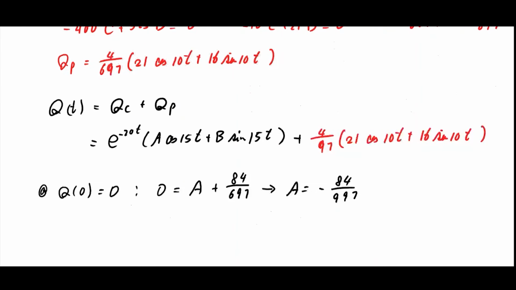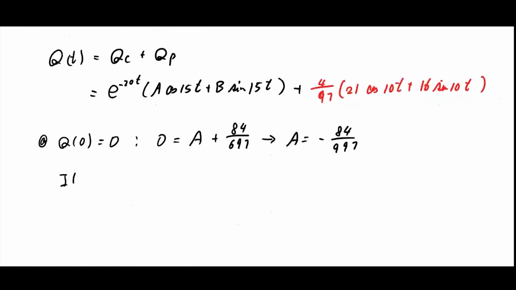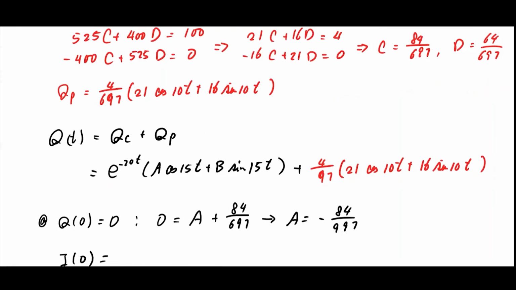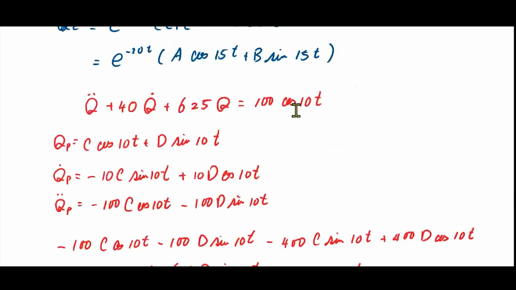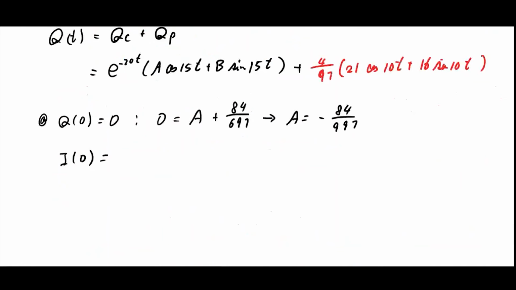And then let's say the initial current was also 0. So there was nothing in the circuit before we threw the switch on. The only thing that's doing anything is that 100 cosine term. So the battery was empty and there was nothing, which is typically the case in an electric circuit.